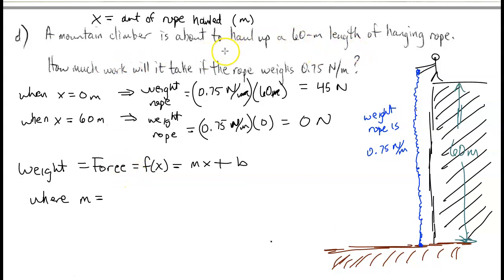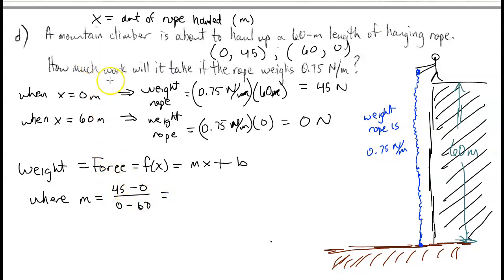And so if we look here, we know that we have a point (0, 45) on the graph of our line, and we have the point (60, 0) on our line. Okay, so the change in y values, we go from the weight being 45 to the weight being 0. And the distance of the rope that's hanging from 0 to 60. Well, from 60 to 0, I should say.